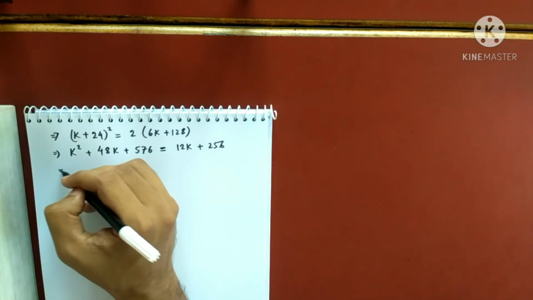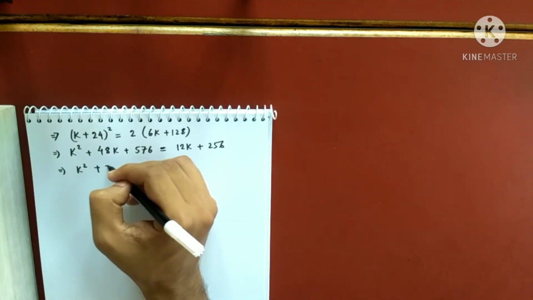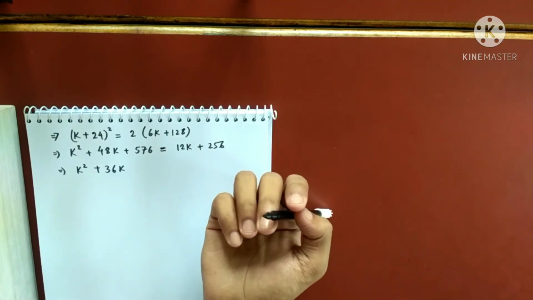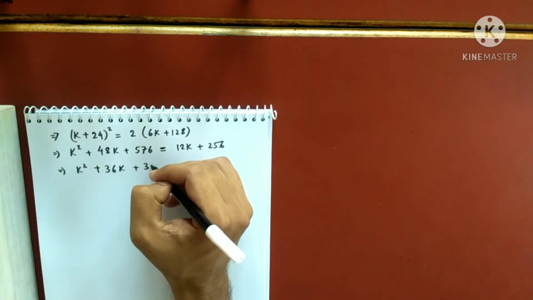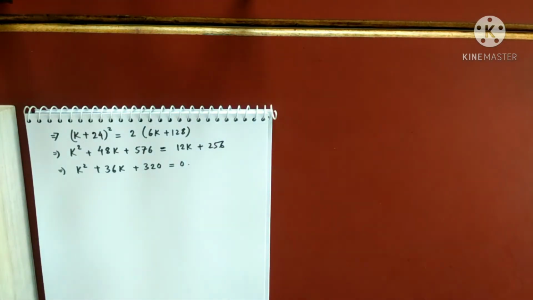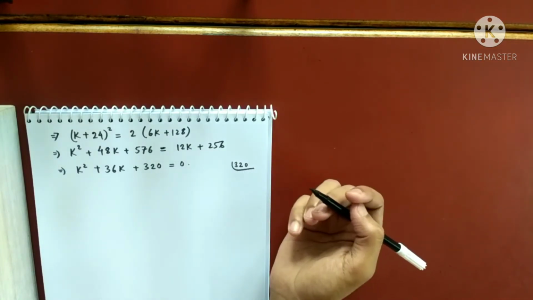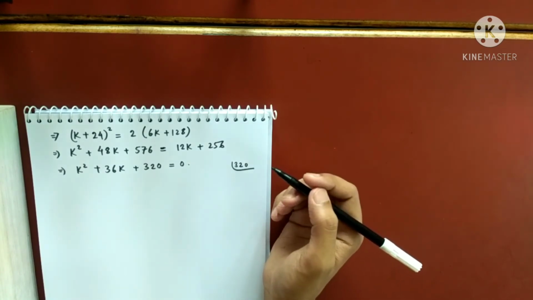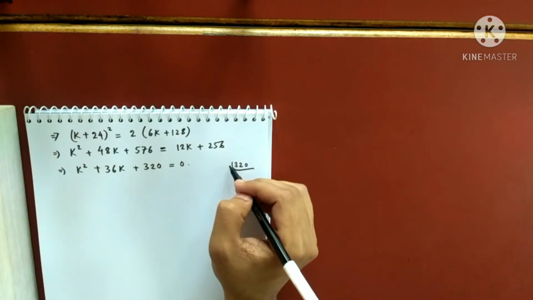So this will become a quadratic equation, k² + 48k - 12k + 36k, right? And 576 minus 256, how much? 320. Can you solve this quadratic for me? Just do the prime factorization of 320. Method of factorization will be easier, no? I guess so. Okay, do it. You use any method, but if it's getting factorized, then that is much easier to do, no?